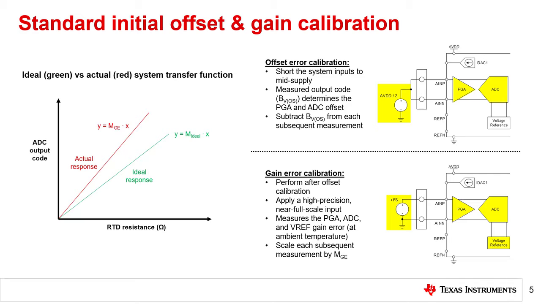Typically, a signal that is 95% of full scale is sufficient. Then, the measured output code corresponds to a scaling factor equal to the slope of the combined gain error of the PGA and the ADC.